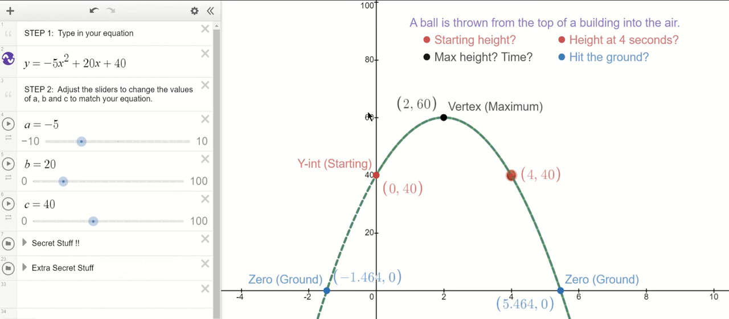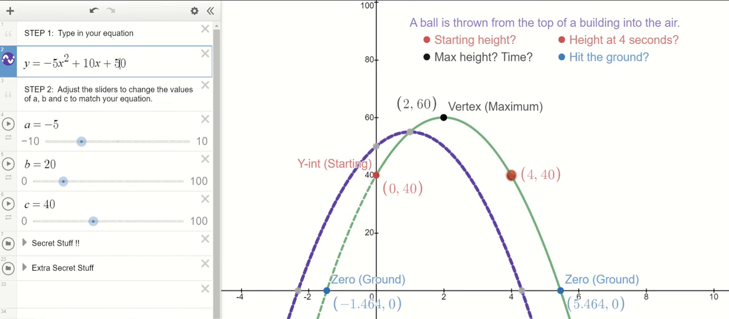Now in your activity, you're going to start from here and you are going to adjust the equation. You'll be given a new equation. Perhaps the equation you will be given will be negative 5x squared plus 10x plus 50. You can see that when I did that, the purple graph became a new graph, but we're still on this old graph. To make the two graphs the same, you need to adjust the sliders. The slider for the first number, known as A, the slider for the second number, known as B, and the slider for the third number, known as C.